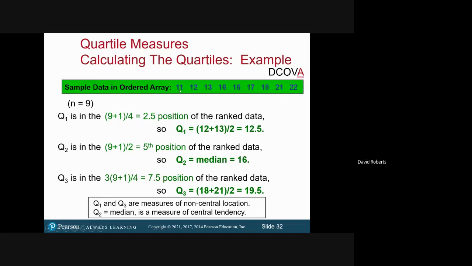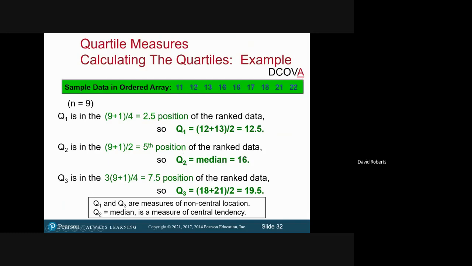You've got an ordered array from 11 to 22. The range is 22 minus 11. The mode is 16, but we want to break it into quartiles. So in this case, there are nine values or positions. Plus 1 divided by 4 gives 2.5. So position 2.5 is halfway between value 2, which is position 2, and value 3, which is position 3, and you get value 12.5. So 11 and 12 are in Q1.